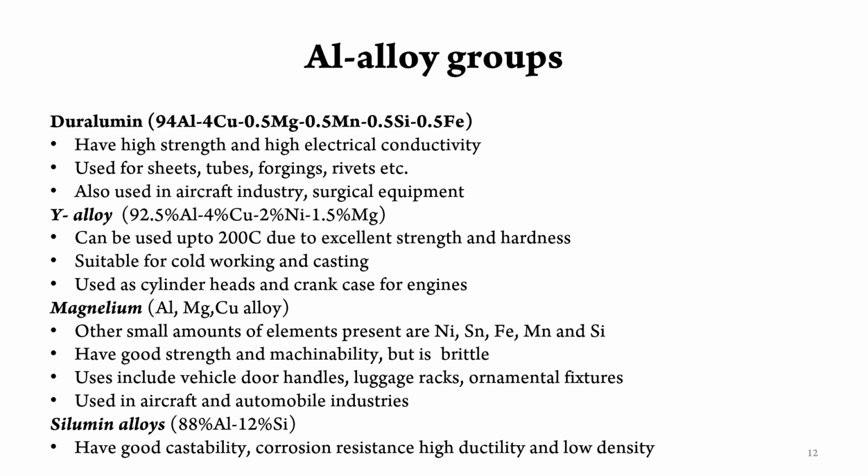And next is silumin. That is, in the name itself, we can understand what it is: aluminum and silicon. It has good castability, corrosion resistance, high ductility, and low density.